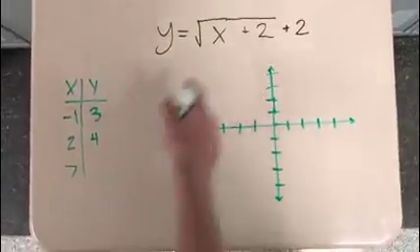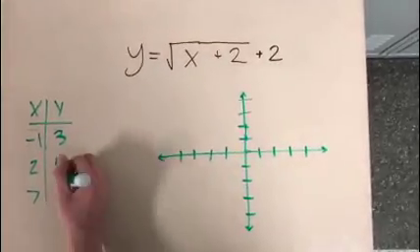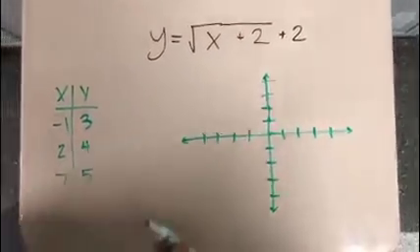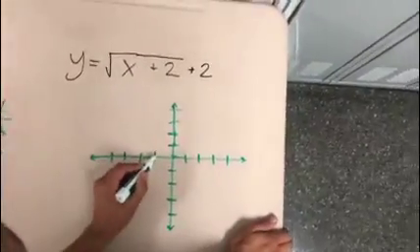Now we're going to use 7. So 7 plus 2 is 9. Square root of 9 is 3. Plus 2, 5. Now Ethan is going to graph this. So negative 1, 3. So you go back 1, up 3.